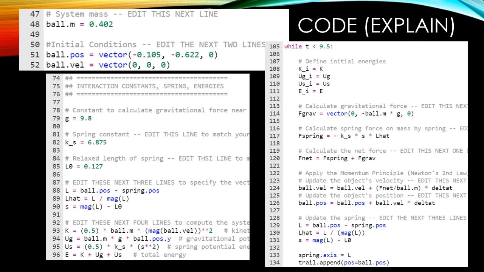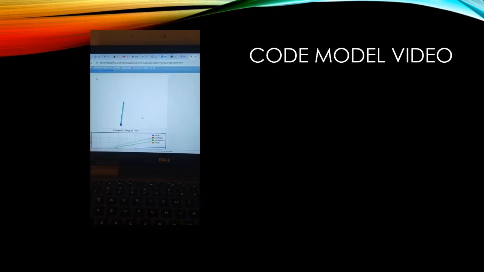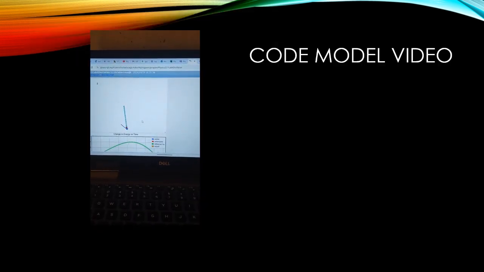And then over here are some of the energies that we described earlier in the principles. And then we set the forces here and use the velocity update formula, using the net force that we set up here. And then the position update formula, which is self-explanatory. And then here is the model of my code running.